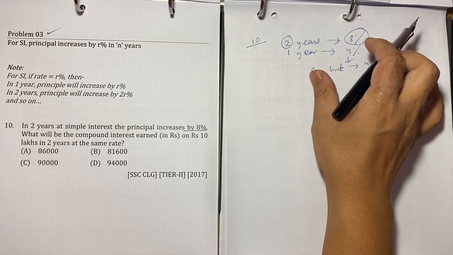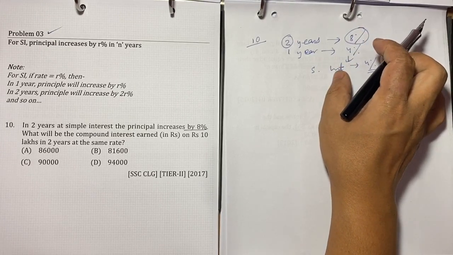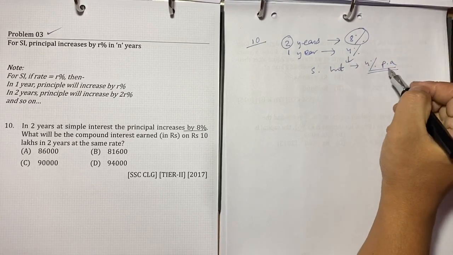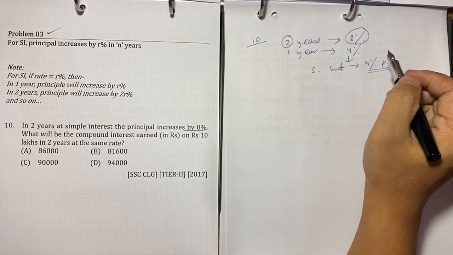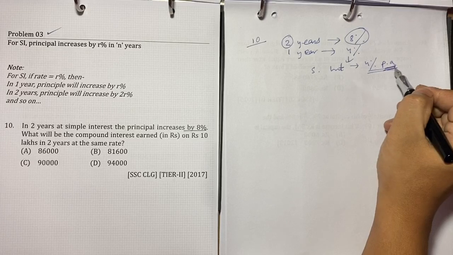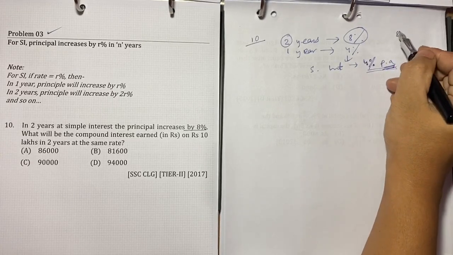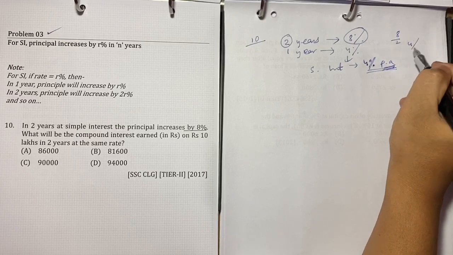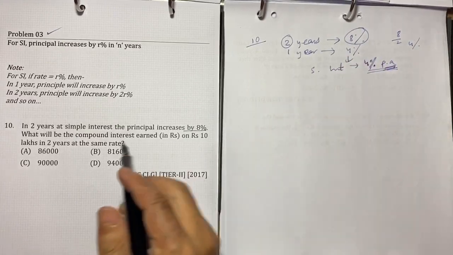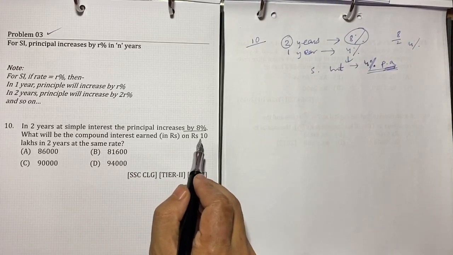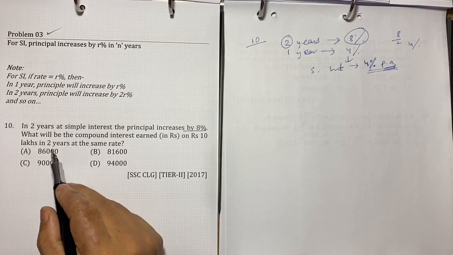In this case, per year it is 4%, so directly 8 divided by 2 is 4%. Now the question: in compound interest, on rupees 10 lakhs in 2 years at the same rate.